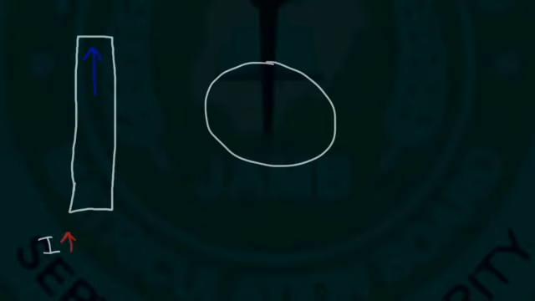Let's say if we have a wire, and the current in this wire is increasing. Determine the direction of the induced current in the circular wire. Is it going to be clockwise or counterclockwise? Feel free to pause the video and use Lenz's law to find out.